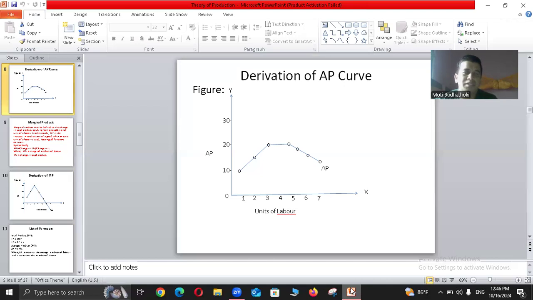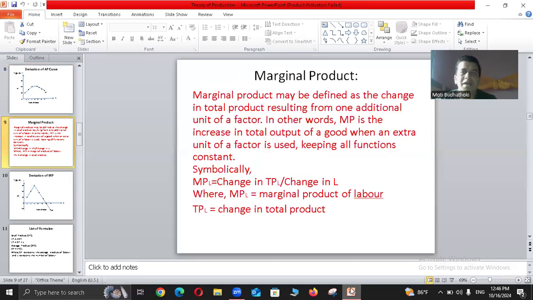Average product means the total product divided by the units of labor. Then marginal product. Marginal product may be defined as the change in total product resulting from one additional unit of a factor. In other words, MP is the increase in total output of a good when an extra unit of a factor is used, keeping all functions constant.